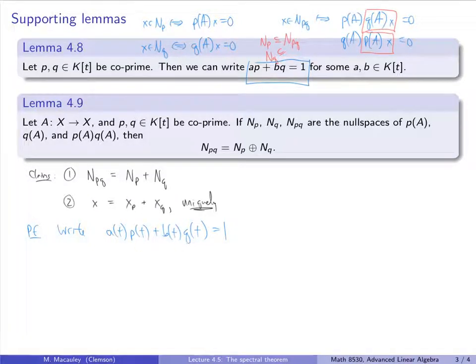And now what we will do is we will plug in A. On the right-hand side, we will get the identity matrix. And on the left-hand side, we're going to get something that we claim is not going to be the identity. So let's do that and see what happens. So let's plug in A. And we get A of big A, P of big A, plus B of big A, Q of big A equals the identity.